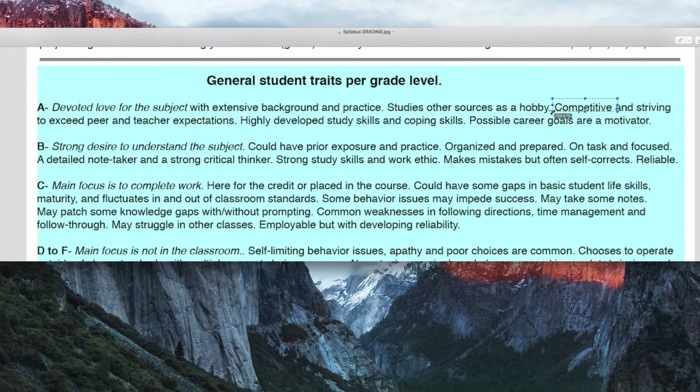Generally, A-level students are highly competitive and they strive to exceed their peers and their teachers' expectations. I see friendly rivalries a lot, and that is a major motivator. Career goals are oftentimes a motivator. Here's the biggest one I've seen with A-level students. They've got highly developed study skills and they've got very strong coping skills. That would be perseverance, delayed gratification, note-taking ability, global critical thinking skills.